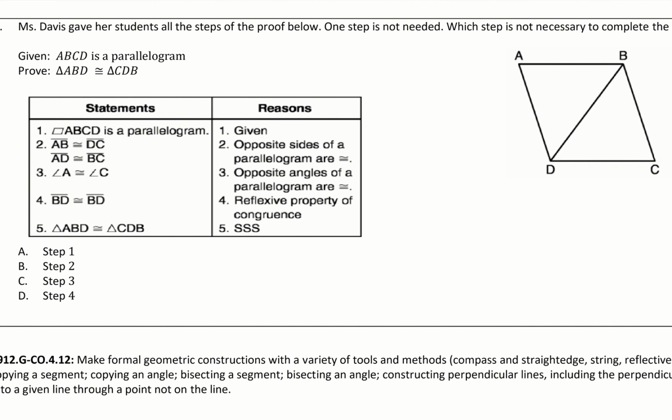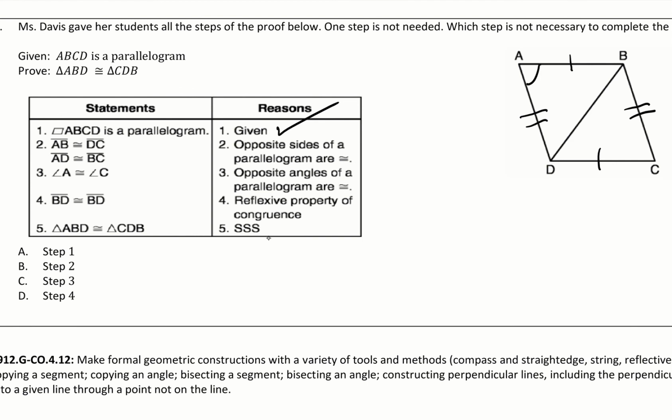Okay, so step 1, let's see. ABCD is a parallelogram because that's given. That step is necessary, so you're not going to eliminate it. AB is congruent to DC. Let's go through all of this. AD is congruent to BC because it's a parallelogram. Okay, that's good so far.